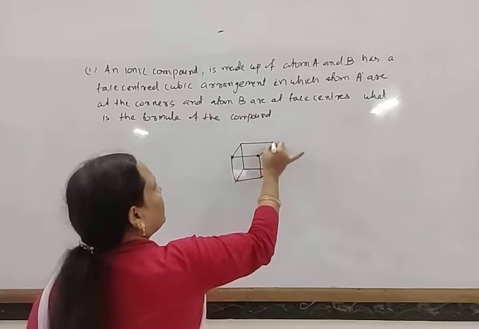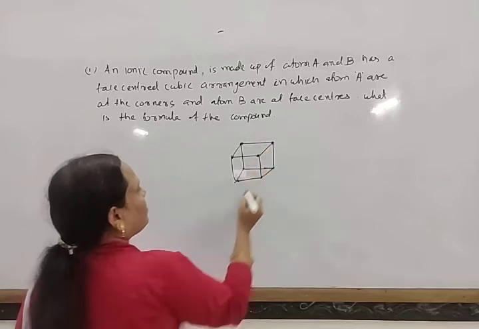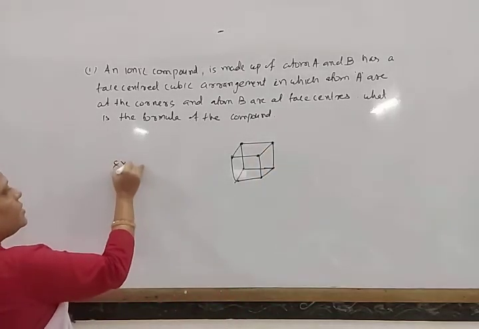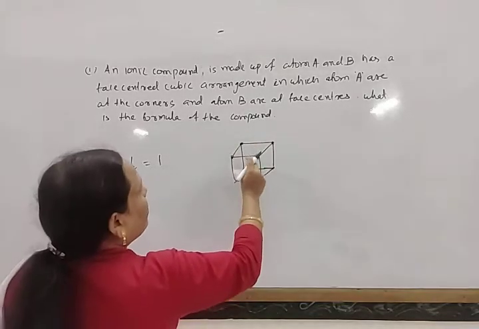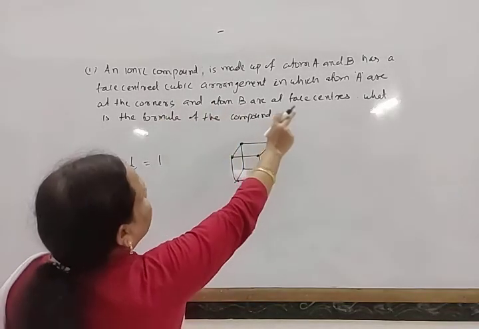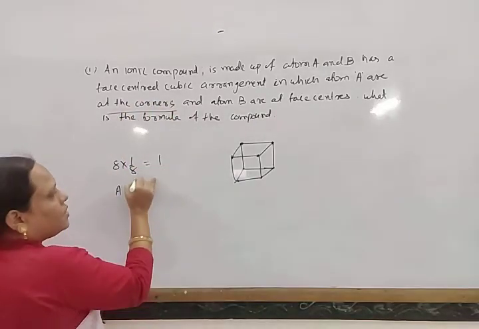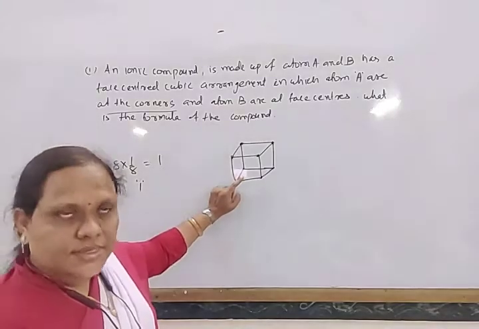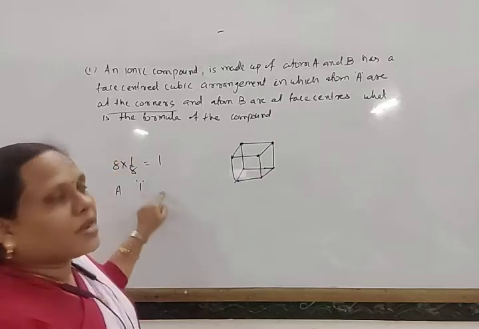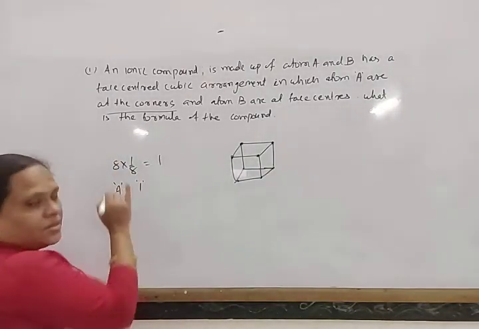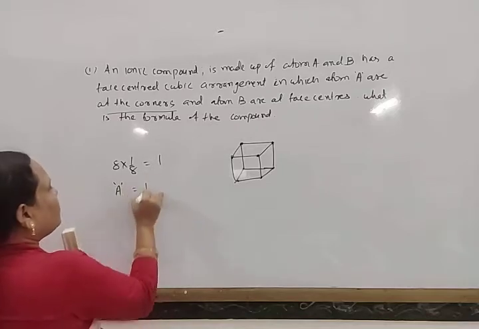The contribution of particles towards the unit cell which are present at a corner is 8 into 1 by 8, that is 1. So for atom A at the corners, one atom is present in this unit cell. Here 1 by 8, 1 by 8, 1 by 8, so in total 8 into 1 by 8. So the number of atoms A in the unit cell is equal to 1.